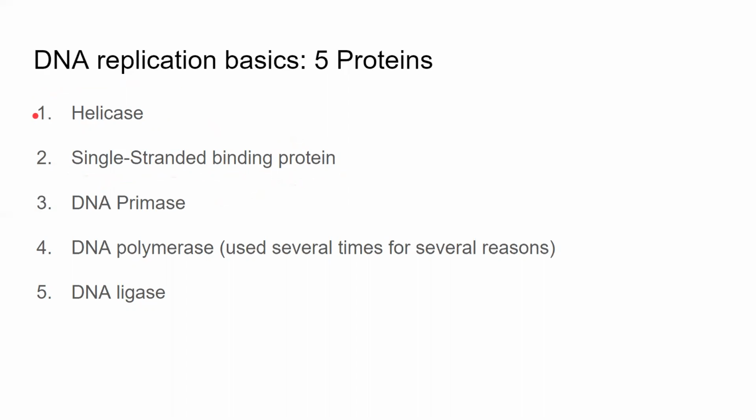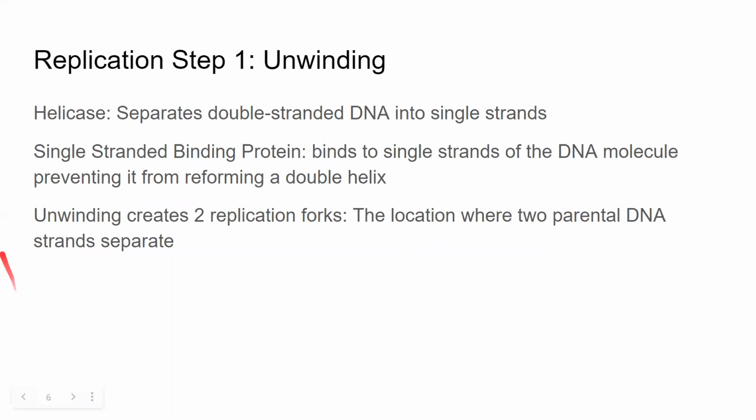So the first one is helicase. Number 2 is single-stranded binding protein. Number 3 is DNA primase. And number 4 is DNA polymerase, which is actually used several times for several reasons. And number 5 is DNA ligase. So remember those basic steps, and we're going to dive into them a little bit more at this stage.